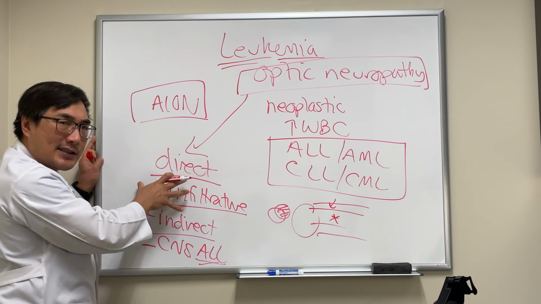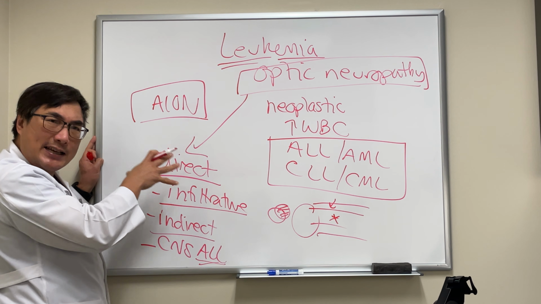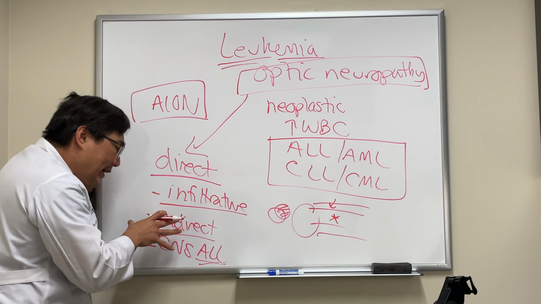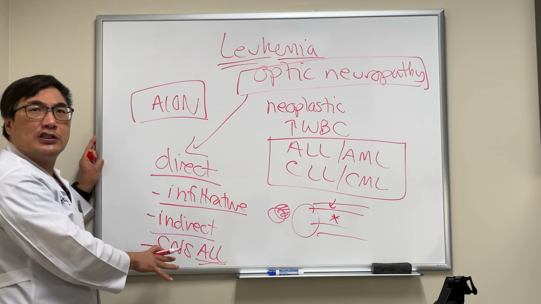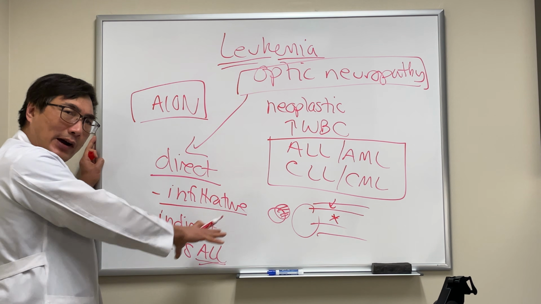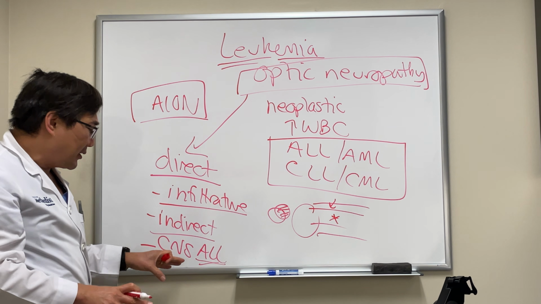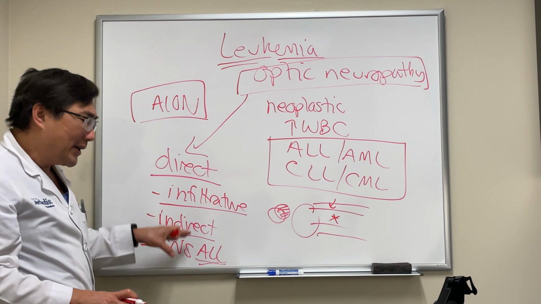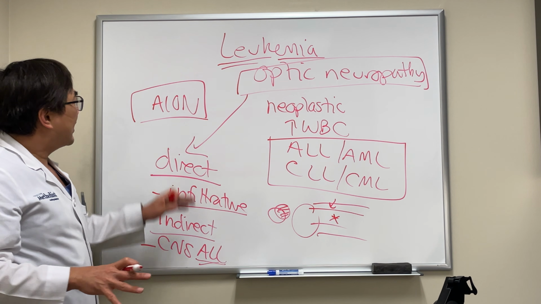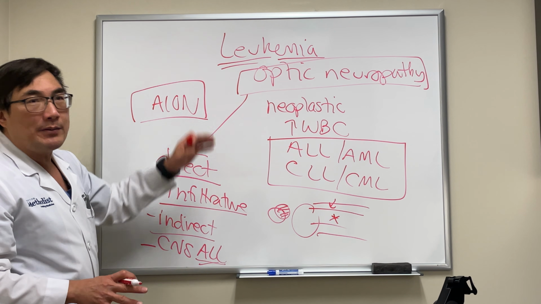You can get direct infiltration, that is leukemia in the retina or the optic nerve, or an indirect effect because you have increased intracranial pressure, either from parenchymal involvement or central nervous system involvement or leptomeningeal involvement from the leukemia. In addition, it doesn't have to be the disease. It could be the treatment of the disease.